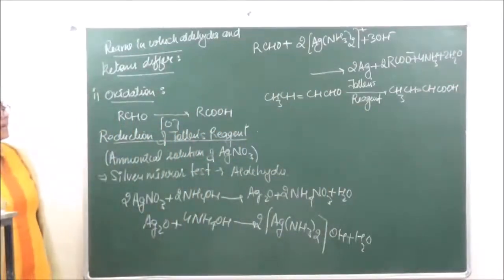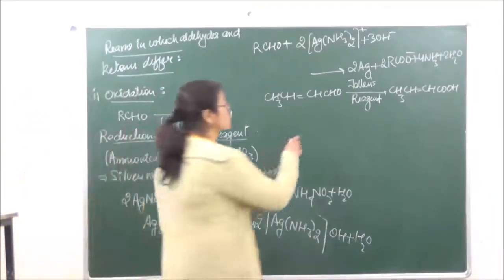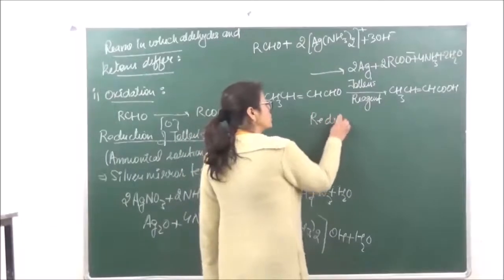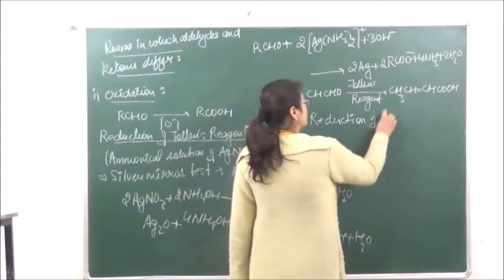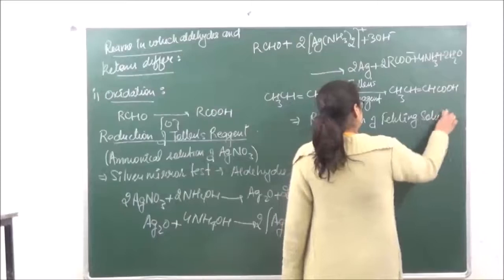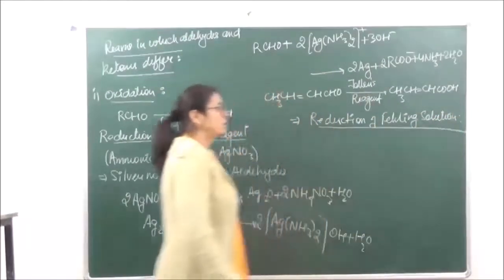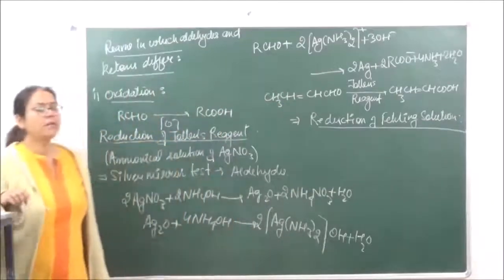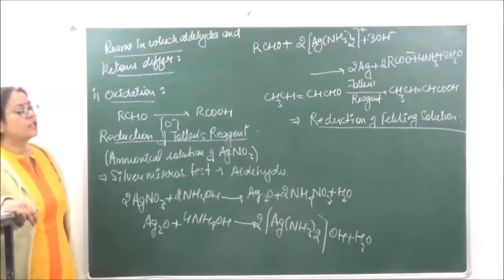Okay, and the aldehyde group is going to be converted to the respective carboxylic acid. In a similar manner, we have another type of solution which is known as the Fehling solution. So the next reaction which we are going to do is the reduction of Fehling solution. Here also this test will not be given by the ketones.